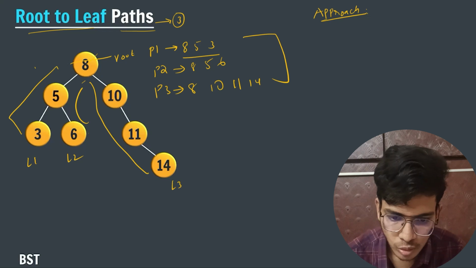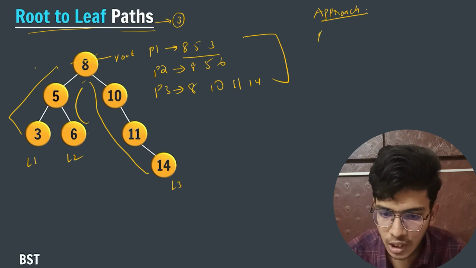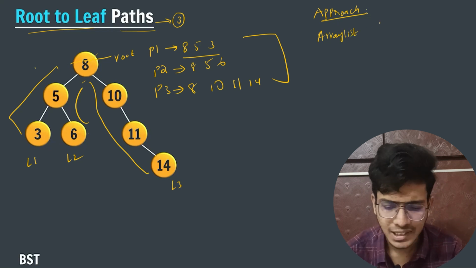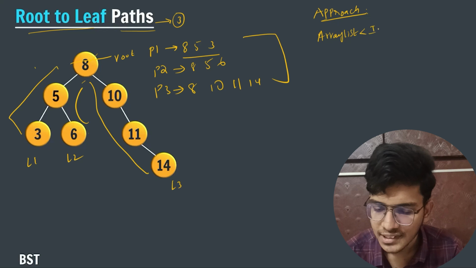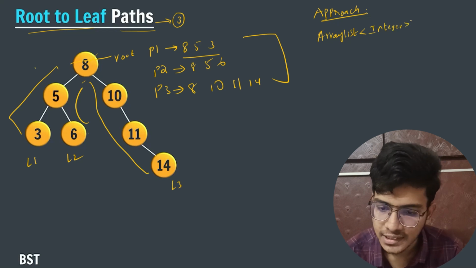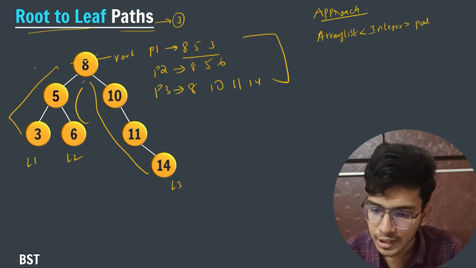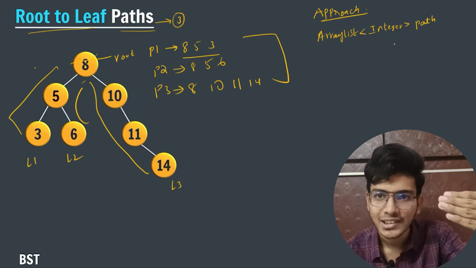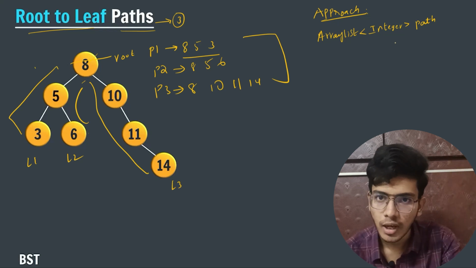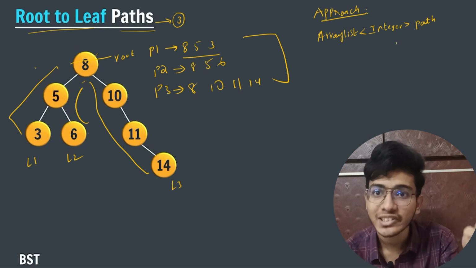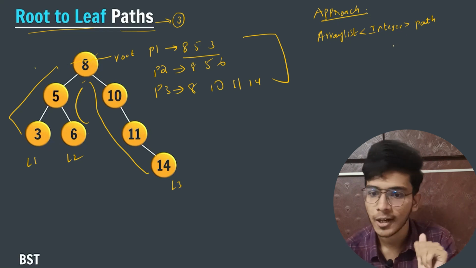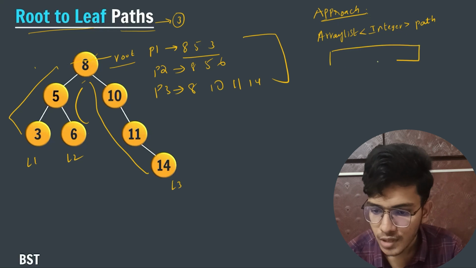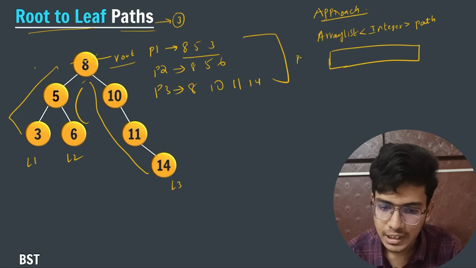So what I'm going to do is first of all create an array list. I will create an array list of node type or integer type. I can create any type. So let's say I'm creating an integer type array list. Let's say that the name of the array list is path. So in this path array list, as I move from the root node to the next node, I will store the node's data. So initially I'm at root 8, right? So let's say this is my array list. This is my array list path.